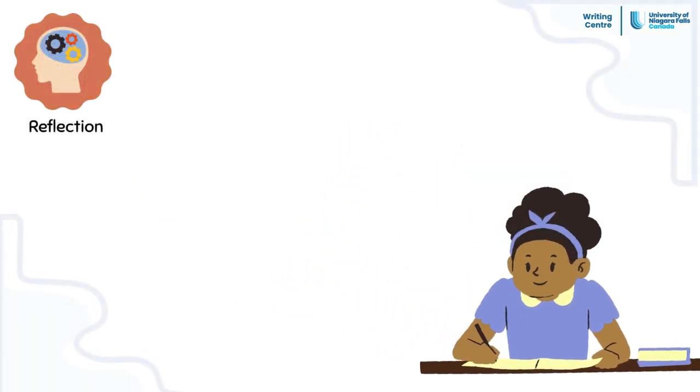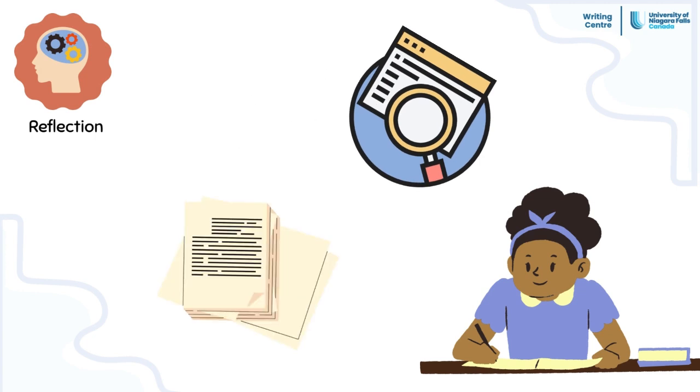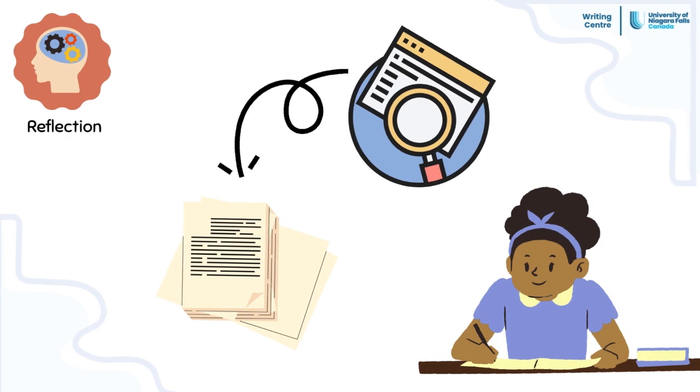The third section is the reflection, and it connects the source to your research. Consider how you might use it. Does the source support your argument? Does it offer background information? Does it challenge your views?